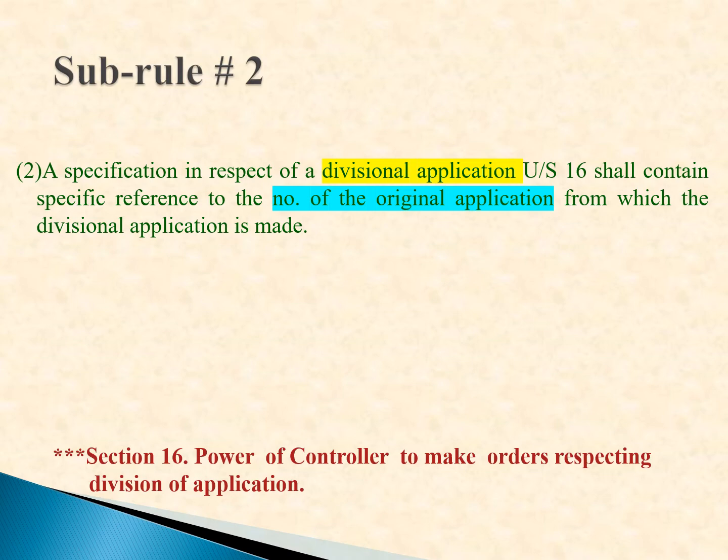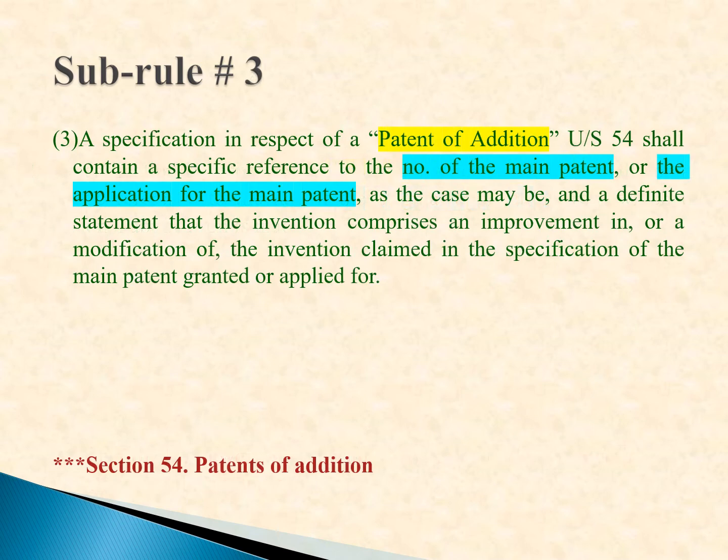Now let us proceed to subrule 3. A specification in respect of a patent of addition under section 54 shall contain a specific reference to the number of the main patent or the application for the main patent, as the case may be, and a definite statement that the invention comprises an improvement in or a modification of the invention claimed in the specification of the main patent granted or applied for.